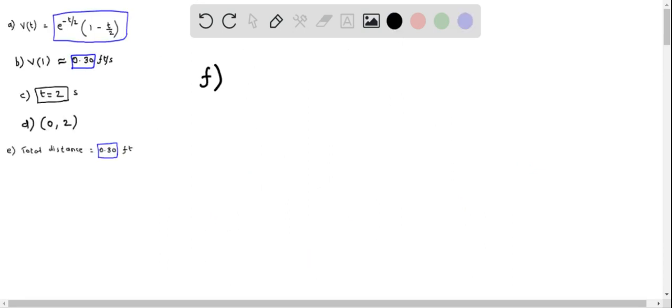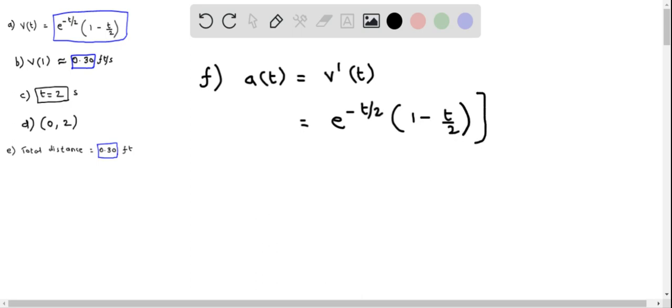In part F, we find the acceleration of the particle at time t. Also find the acceleration after 1 second. So we write the acceleration function a of t. And this basically equals the derivative of the velocity function, that is v prime of t. And so therefore this equals, let's replace v of t, e raised to the power of negative t by 2 times 1 minus t by 2. And so we should find the derivative of this expression.